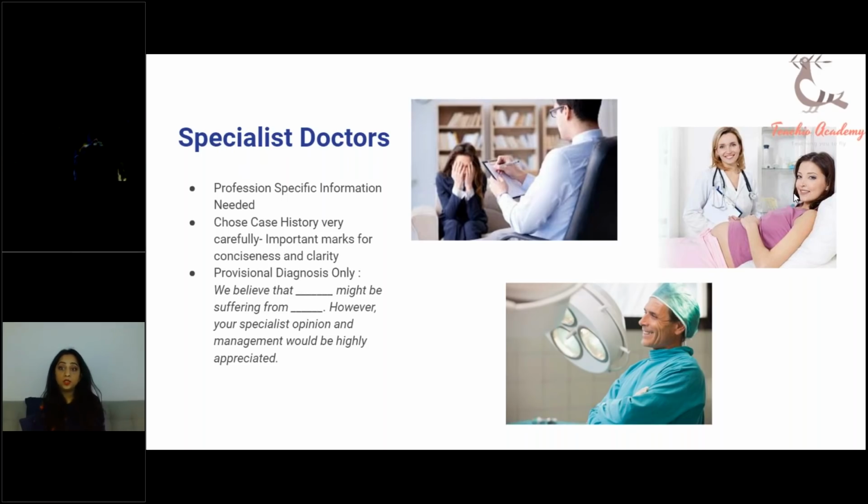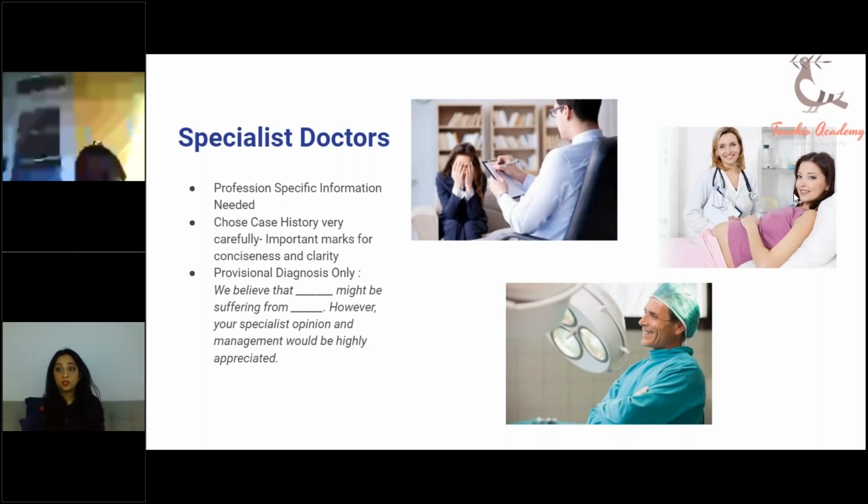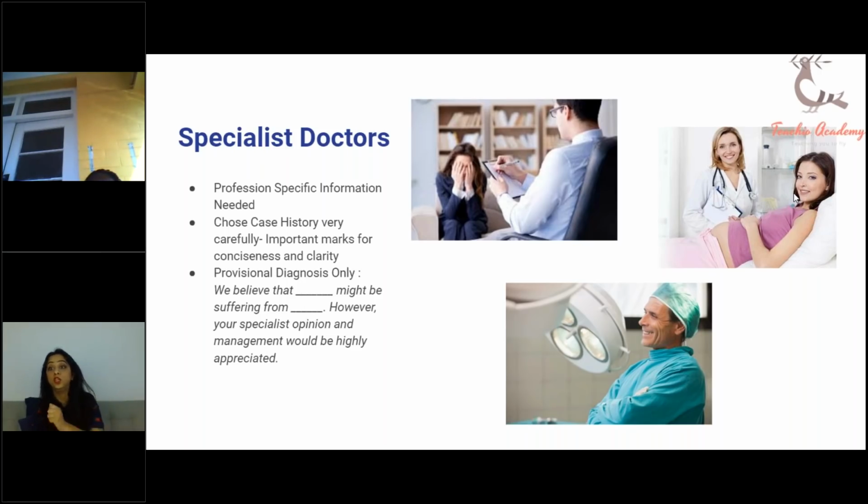Again, I reiterate the point, you only give a provisional diagnosis to a specialist. You do not tell a neurologist, whether you are a GP or a person working in the emergency department, that the patient has a space occupying lesion. You do not tell the neurologist that the patient has a subarachnoid hemorrhage, because the neurologist knows better than you. So don't insult them. Be respectful of the fact that they're specialists and give them a provisional diagnosis only.